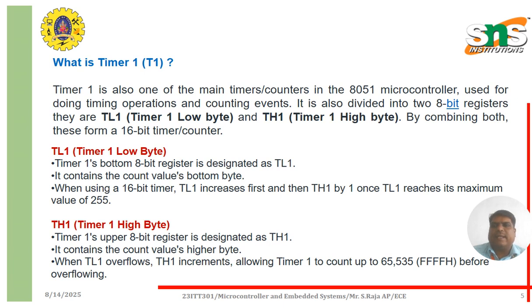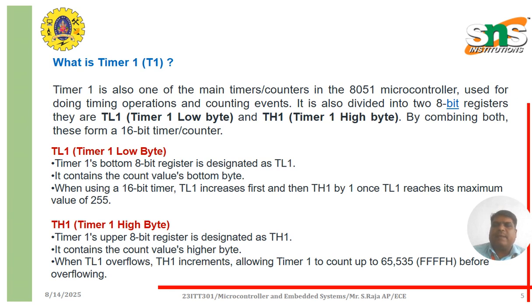First we discuss TL1, that is timer 1 low byte. The bottom 8-bit register of timer 1 is designated as TL1. It contains the count value of the lower byte. When used as a 16-bit timer, TL1 increases first, and then TH1 increases by 1 once TL1 reaches its maximum value of 255.